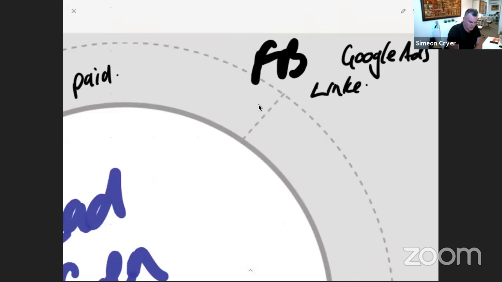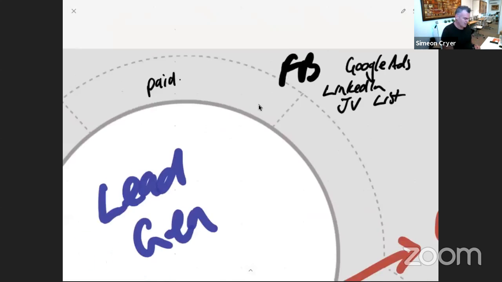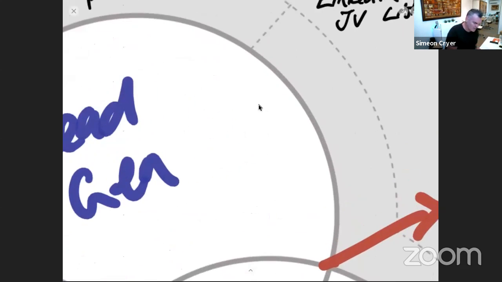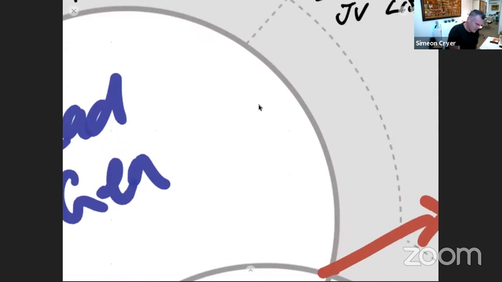LinkedIn is a cool platform for lead generation. You could also have joint venture partners. You could buy lists, a ton of different ways that you could get into paid lead generation. And thirdly, this is a cool one, which a lot of businesses don't really utilize, and it's called earned.